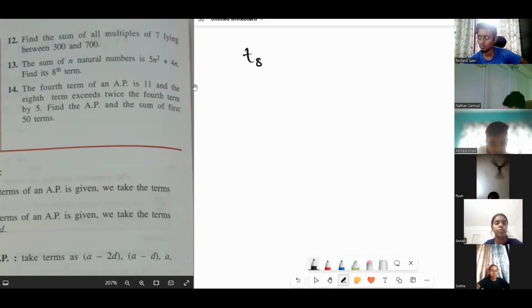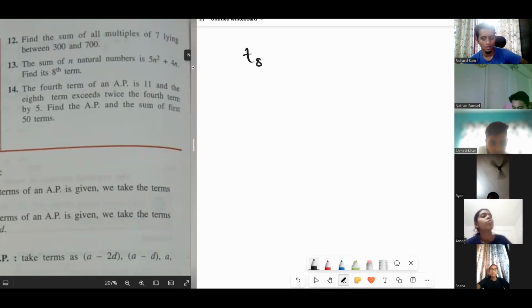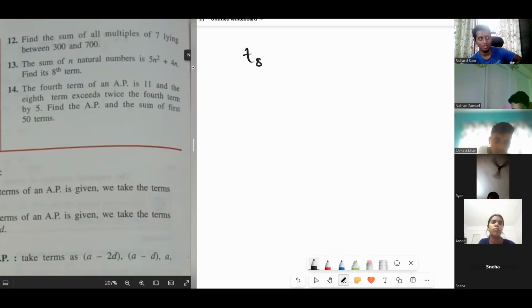Equal to 2 into fourth term. Correct. Come on, anyone else? Eighth term is equal to 2 into fourth term by 5. What is by 5? Not into 5. By 5 means you have to add 5, no?